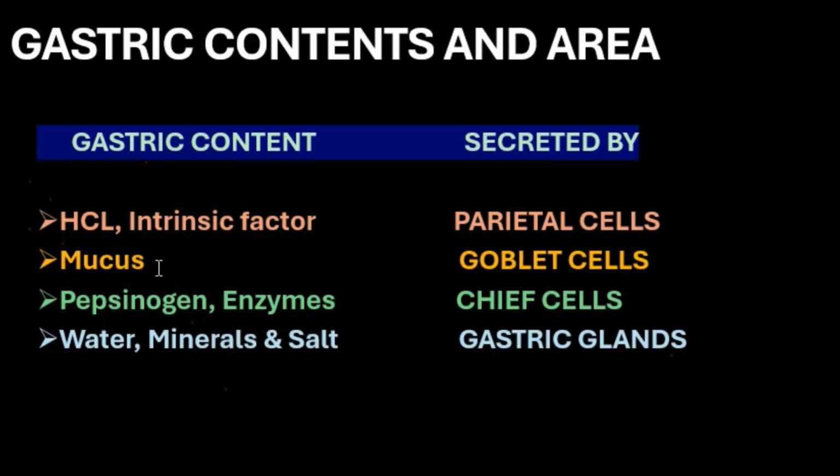Mucus is yellowish color, right? So I added this color for the mucus. Mucus is secreted by the goblet cells. Pepsinogen and enzymes, chief cells. Water, it's blue color water. So water, minerals and salt are secreted by the gastric glands. These are all important topics you have to remember with various memory techniques for your exams.